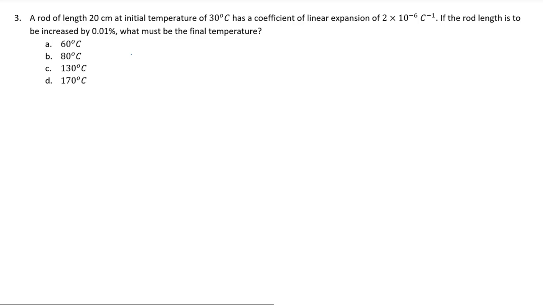Well, in any question that involves numbers, it's always a good idea to write down what you know. We know that the original length L sub 0 of the rod is 20 centimeters. We also know that the rod is at this length at a temperature of 30 degrees Celsius, T sub 0. And again, the coefficient of linear expansion is 2 multiplied by 10 to the minus 6 inverse Celsius. Unlike in the previous example I showed you, we don't have to worry about Celsius and Kelvin. Temperature is in Celsius and alpha is in inverse Celsius. We have no problem there.